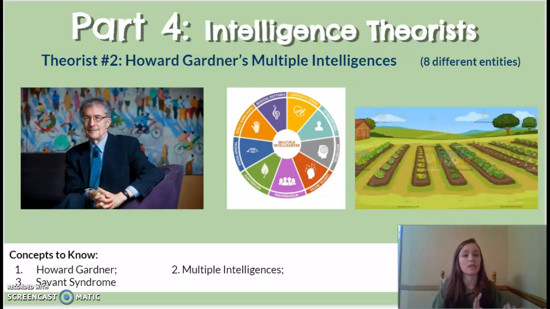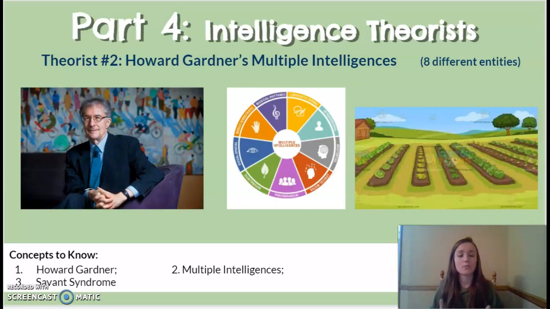You just had one area in which you were exceptional, and that you were more intelligent in that area. And so he didn't feel like there was one score that reflected intelligence as a whole. And so he called this multiple intelligences. And he would use different evidence to support this.